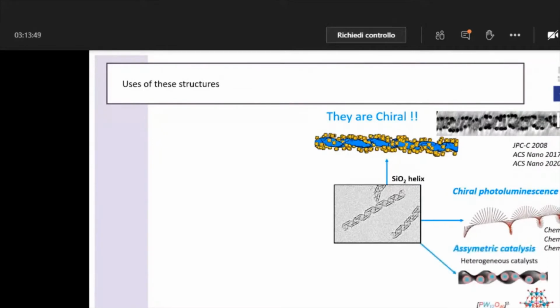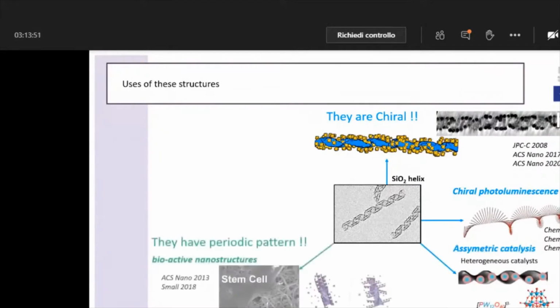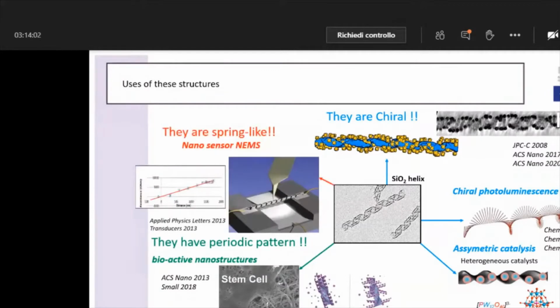We can use them for asymmetric catalysis. Or since they have a periodic pattern, we can also use them as bioactive nanostructures, for example, for the differentiation of stem cells. And they are spring-like, so they have very interesting mechanical properties and can be used for sensors or this kind of application. Today, I will mainly focus on the chirality part, and so on the template property and also on the photoluminescence.